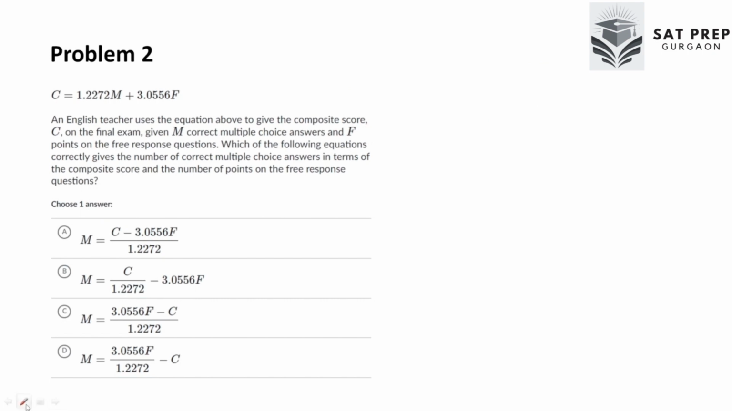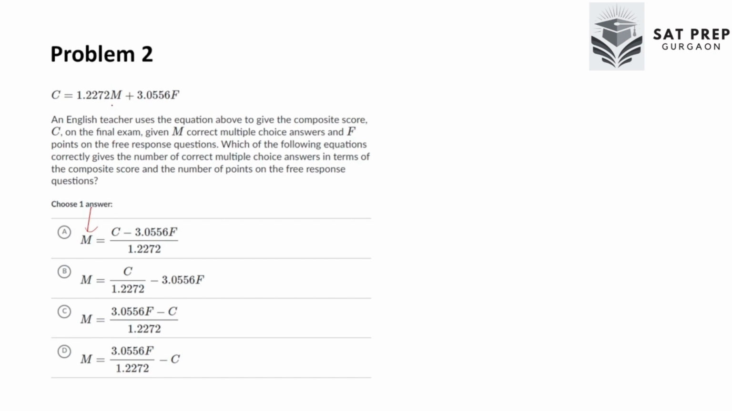Let's look at problem 2. Again, this gives us a very complex linear equation, talks about multiple choice questions, free response questions, but we don't need to concern ourselves with any of this. All we need is M. How do we know that? It says which of the following equations correctly gives the number of correct multiple choice answers. You don't even need to read all of this. Just see that all the options have M on the left hand side, right?